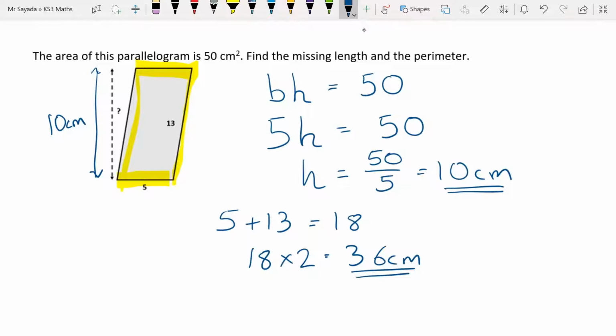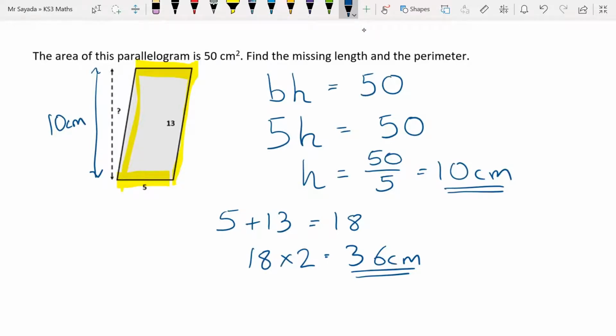Now, the reason why people might get caught out here is they might think the perimeter has something to do with that 10 centimeter height that they worked out, but it's not. The perimeter is the distance around the 2D shape. It's nothing to do with that height. That height is important if you want to work out the area of the parallelogram. To work out the perimeter, you just go round the shape, adding together the sides.